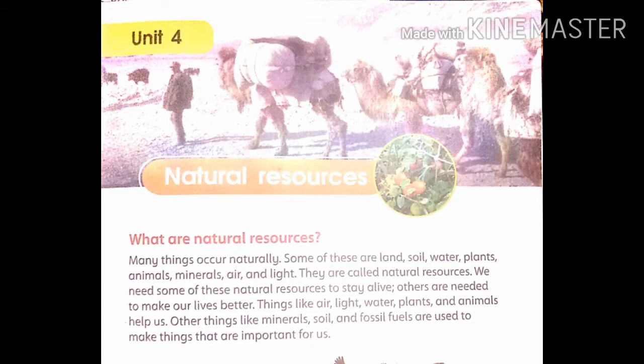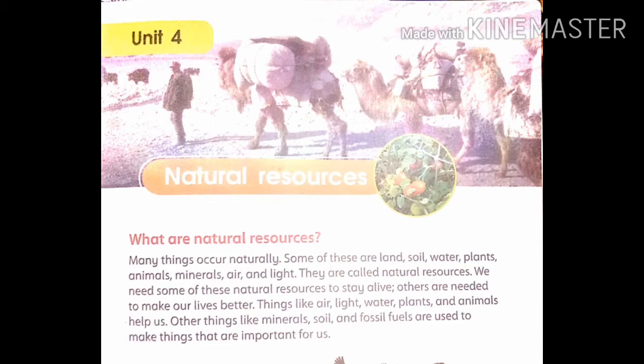Now let's start reading. What are natural resources? Many things occur naturally. Some of these are land, soil, water, plants, animals, minerals, air, and light. They are called natural resources. We need some of these natural resources to stay alive. Others are needed to make our lives better.